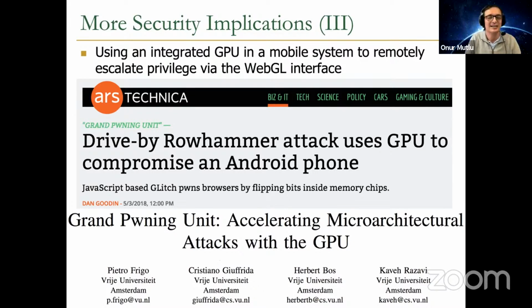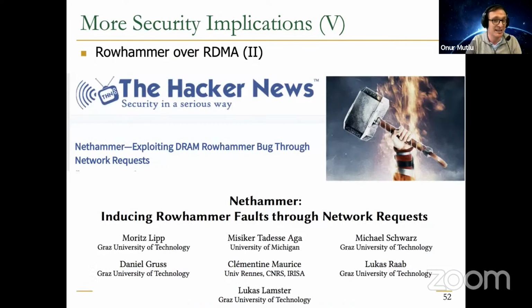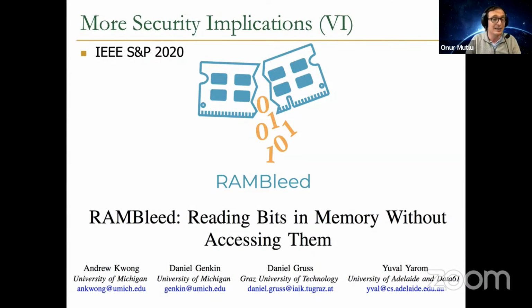Other folks showed that you can do these attacks over the network using an interface called remote direct memory access. This is an interface through which you can do remote programming such that you can collaborate between multiple computers, but you can now induce bit flips in some remote computer. And these folks showed exactly the same thing. And these folks show that you can leak private data even if you don't gain access to the computer.